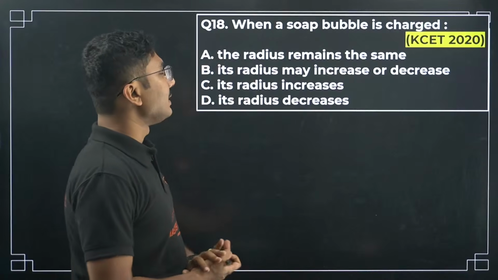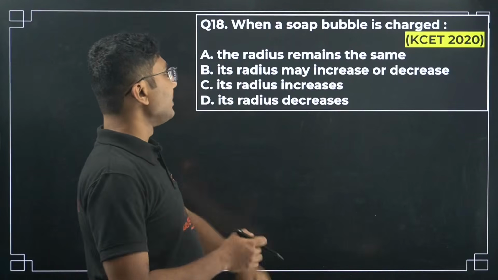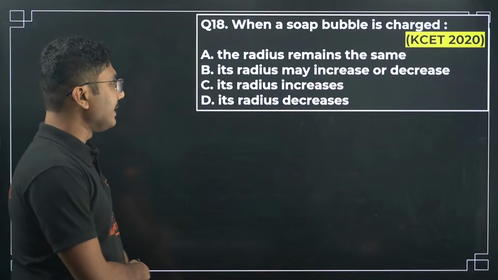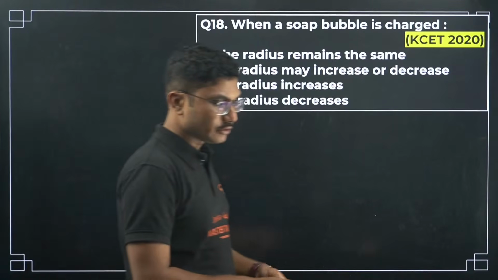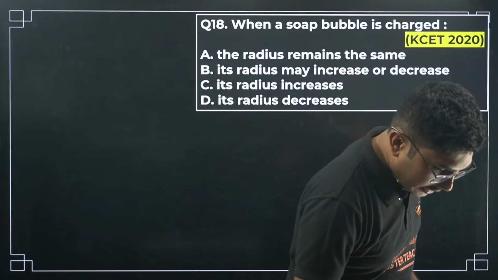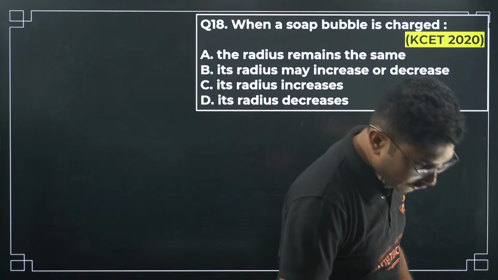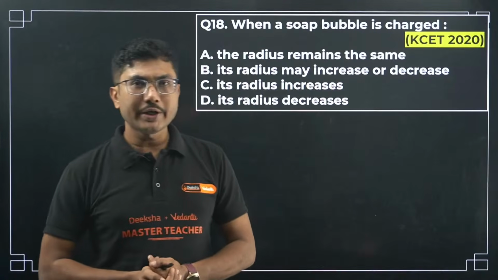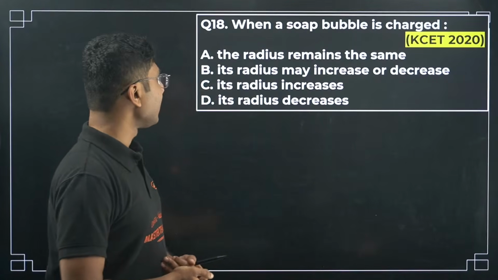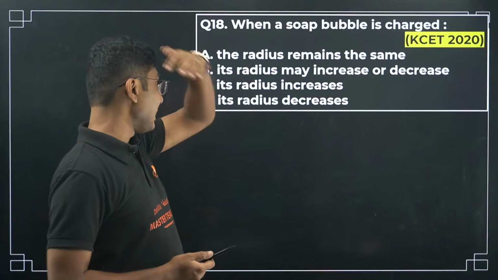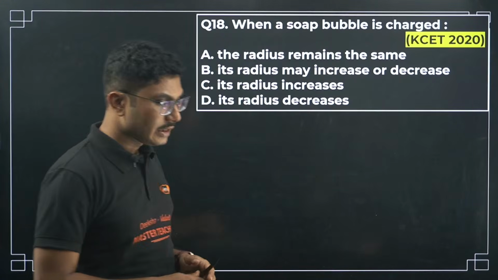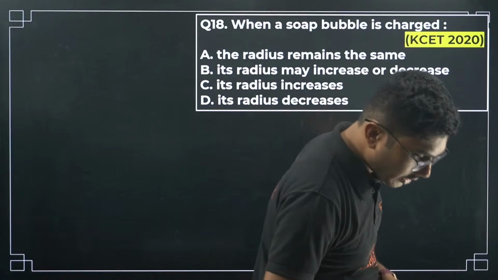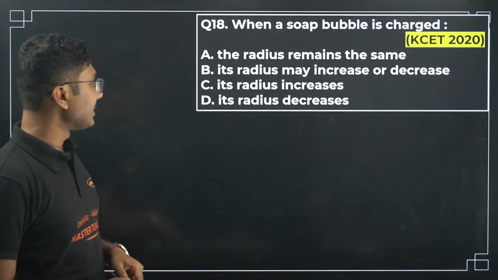When a soap bubble is charged, the radius remains the same, its radius may increase or decrease, its radius increases, its radius decreases. So quickly answer it. Okay, Maitri, thank you for confirming. Radius remains the same, radius may increase or decrease, its radius increases, radius decreases. Okay, Madhavi is saying option C, its radius increases.